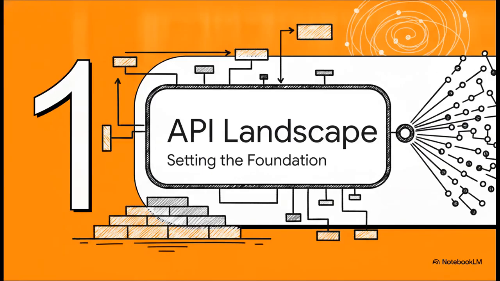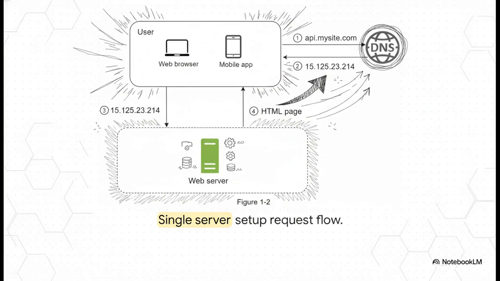Section 1. The back-end API landscape. Setting the foundation. Before any system can scale up to handle massive traffic, it almost always starts right here, the classic single-server setup. If you follow the request flow, a user hits the DNS, which routes them directly to our single web server to fetch their data. It's incredibly simple, right? Your web app, your database, your cache, they are all just living together on this one single machine. But as your traffic grows, you very quickly have to make some tough decisions about how to structure all that data flowing through the connection.